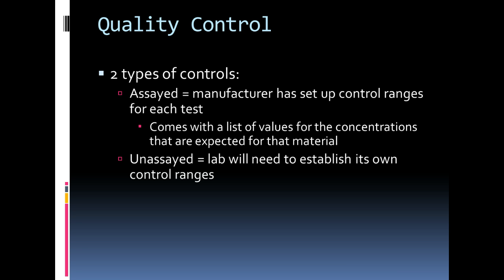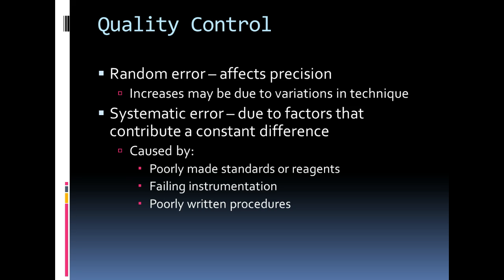We have a couple types of controls. First one's called an assayed control. This one is where the manufacturer has set up control ranges for each test, and it comes with a list of values. That's what we use in our Rasmussen laboratories. And then there's unassayed controls, which is where we'll need to establish our own on those controls. The more common, I would say, is assayed.